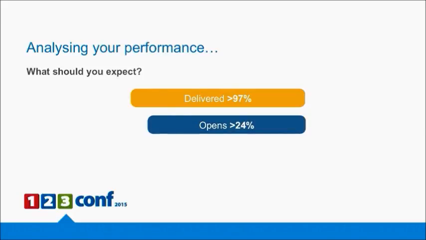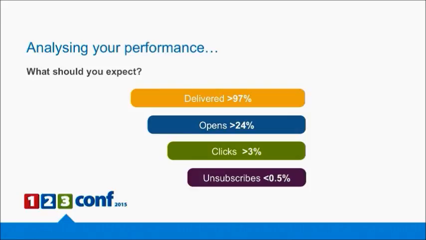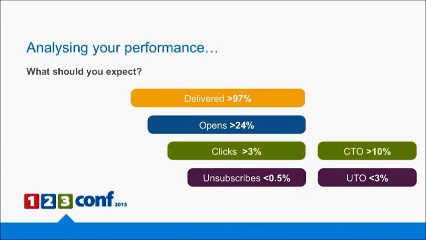Opens is currently slightly over 24%. This is an average across all industries, across all sectors. It changes a lot day by day, quarter by quarter, sector by sector. It can be as low as 10%, it can be as high as 67%, but typically 24%. Clicks, roughly 3%. Unsubscribes, typically less than 0.5%, and the CTO in excess of 10%, the UTO lower than roughly 3%. Again, there's a lot of variability in those things, but these are just figures which are taken from our average benchmark reports.